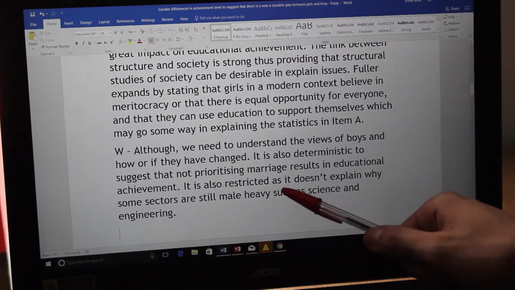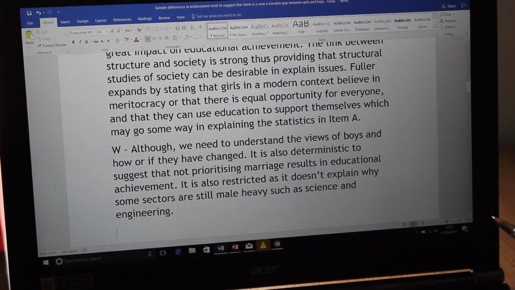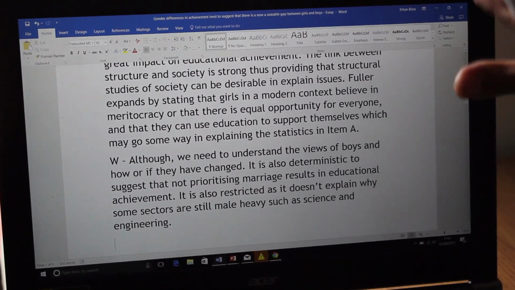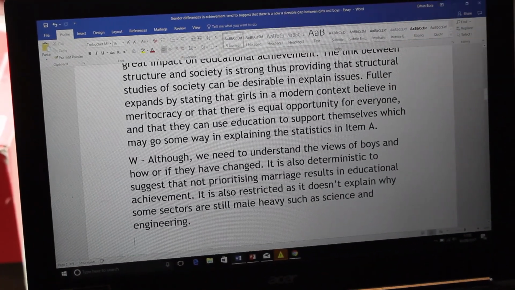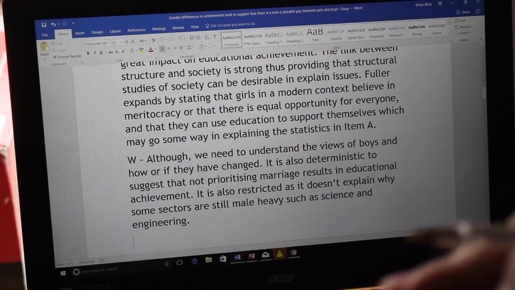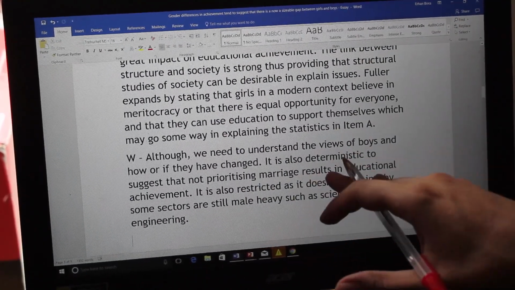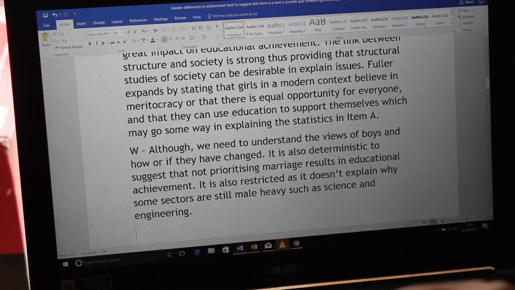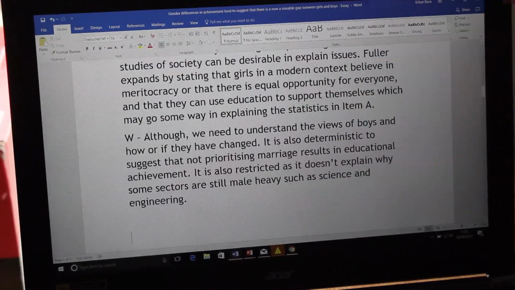It is also restricted as it does not explain why some sectors are still male-heavy, such as science and engineering. So Fuller and Sharp, it's all well saying that girls do well in the education system, but how do you explain the fact that science is still male-dominated, engineering, computer science? I think the statistics prove that only 5% of the intake of computer science graduates are actually female. So again, how do they explain that?